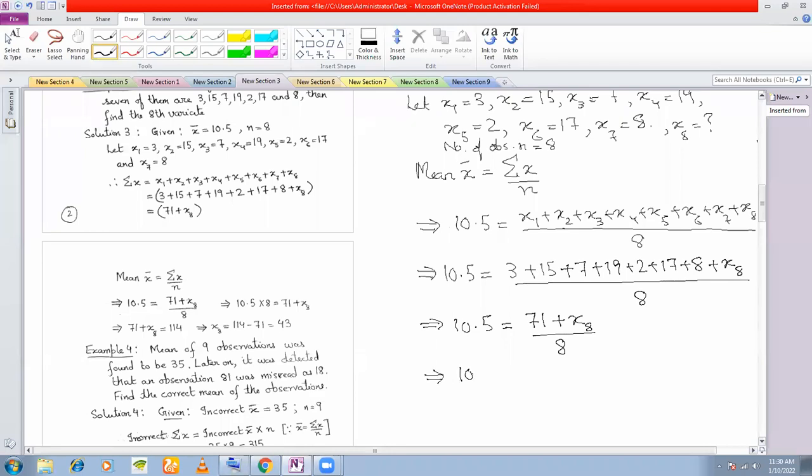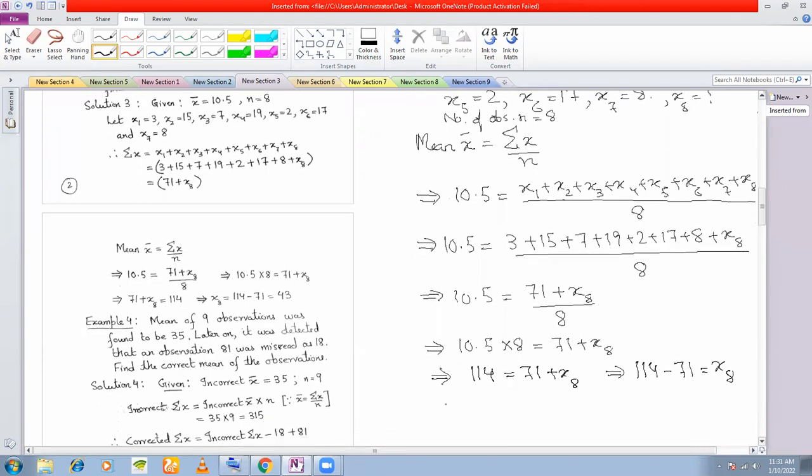So cross multiply 10.5 into 8 is equal to 71 plus x8. And 10.5 into 8 you will get as 114. Take 71 on the left hand side. You have 114 minus 71 is equal to x8. That means x8 is 114 minus 71 is 43. So what is the 8th variate? Value of the 8th variate? It is 43.